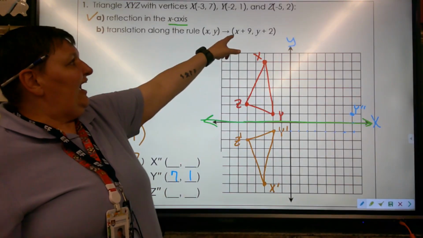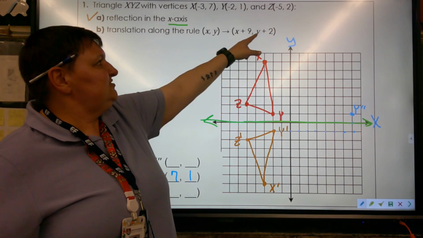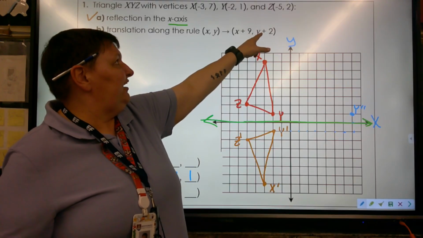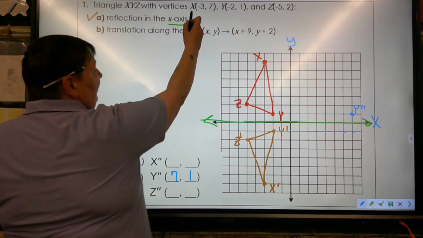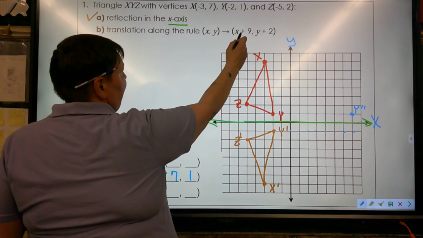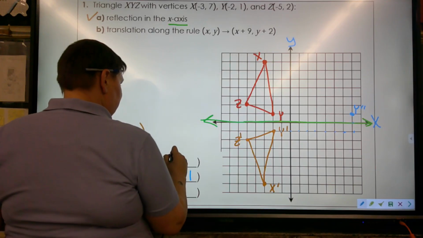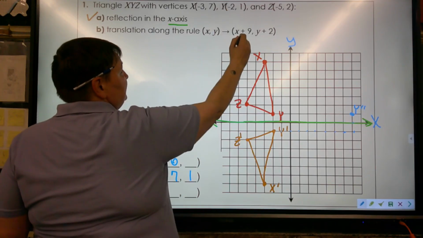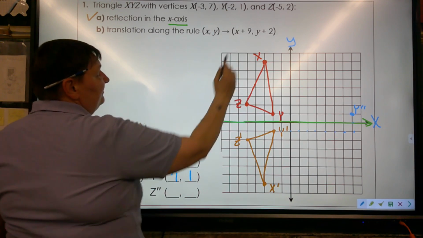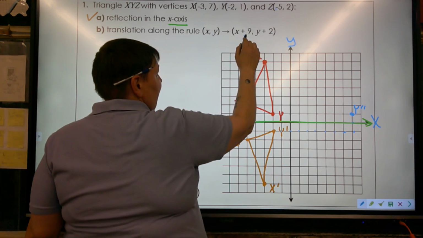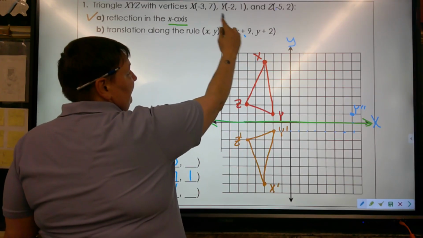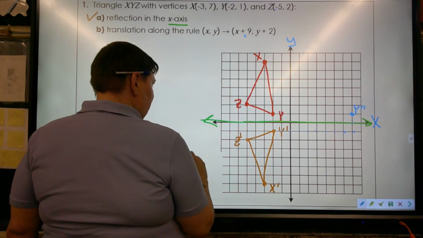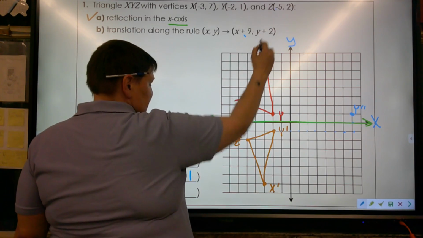Or you can add 9 to all the x values and add 2 to all the y values. So adding 9, negative 3 plus 9 is 6. Negative 2 plus 9 is 7. Negative 5 plus 9 is 4. And then you add 2 to all the y values. 7 plus 2 is 9. 1 plus 2.